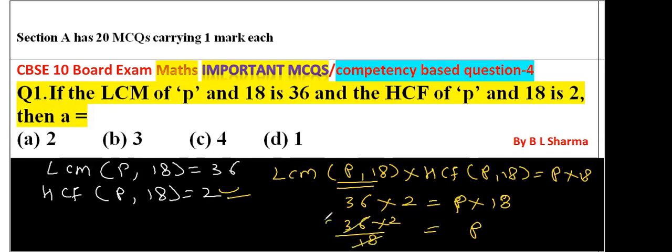18 ones are 18, 18 twos are 36. Therefore, P is equal to 2 twos are 4. So C is the correct option here. 4 is the value of P here. Sorry, change it, meaning A to P. So this is P and the value of P is equal to 4 here.